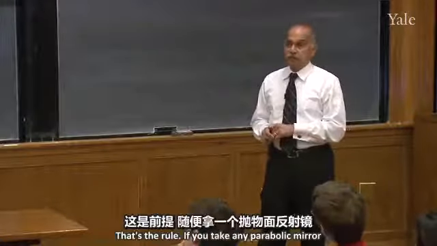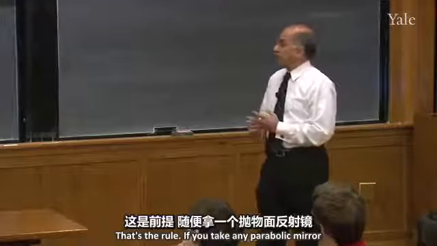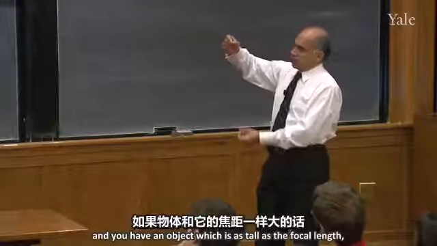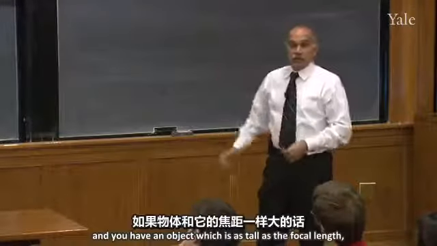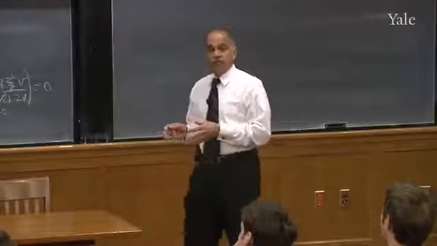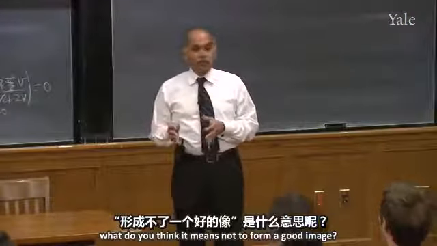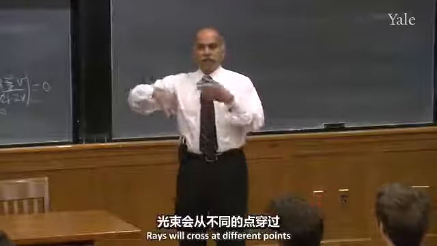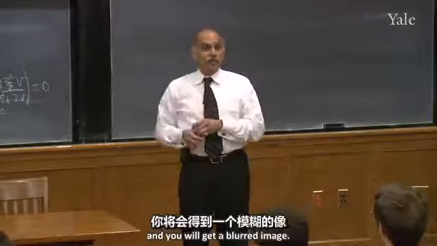That's the rule. If you take any parabolic mirror and you have an object which is as tall as the focal length, it won't form a good image. What do you think it means not to form a good image? The rays will cross at different points and you get a blurred image.